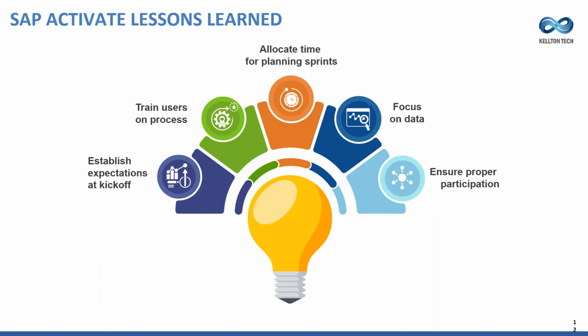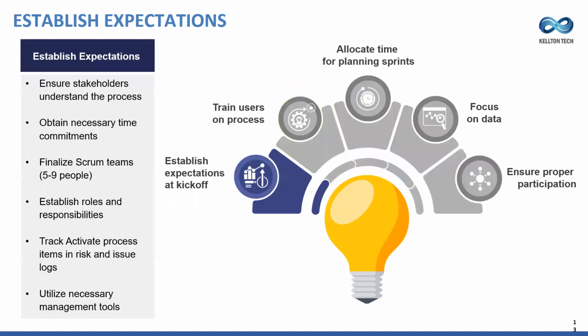Establish expectations, obviously train the users, allocate time for planning sprints. And I'll talk a little bit more about what I mean by that. Focus on data. Dr. Bandi talked a lot about data, right? I'll talk about how data in some ways is even more important now, especially earlier on in the implementation cycle. And then ensure proper participation. That's always a challenge, and even more so in using this hybrid agile Activate methodology. So if you don't mind, let's go to the next slide.